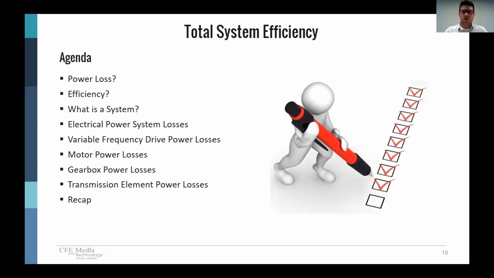I would like to take a look at a few different ways in which we might be able to improve our total system efficiency. But in order to do that, we will need to define a few terms. I want to first start with discussing power loss, efficiency, and what a system is. I can then move into different components of a system and share a little information on how we might be able to improve efficiency within each of those components. We will start with our electrical power and move through the variable frequency drive, motor, gearbox, and finally to our transmission element. I will pull it all together in the end with a quick real-world example that will help to solidify all the concepts that we discussed here today.